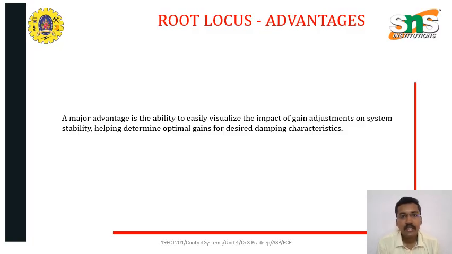The root locus advantages. A major advantage is the ability to easily visualize the impact of gain adjustment on system stability, helping determine optimal gains for desired damping characteristics. We can find the stability of the system from root locus. Gain margin and phase margin can be determined from root locus. Performance of the system can be predicted through root locus. We can find roots of the characteristic equation using angle and magnitude conditions. And it is easy to implement.